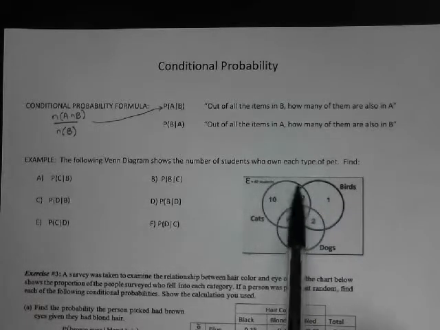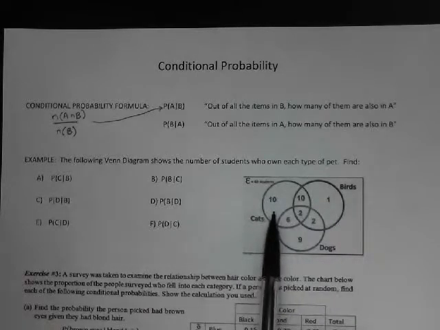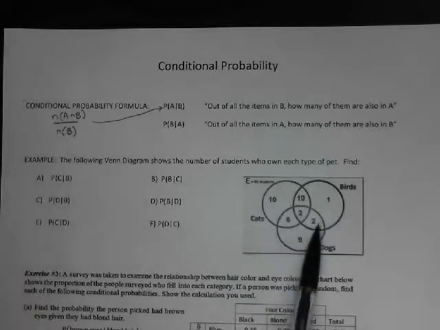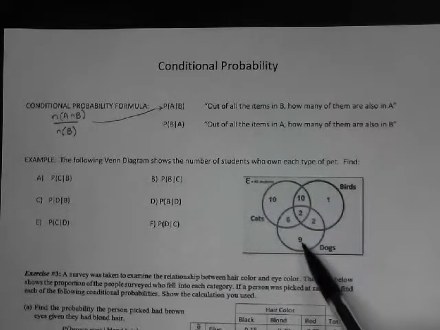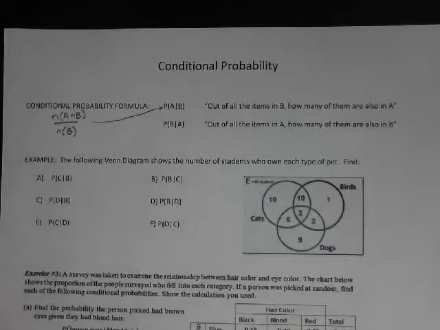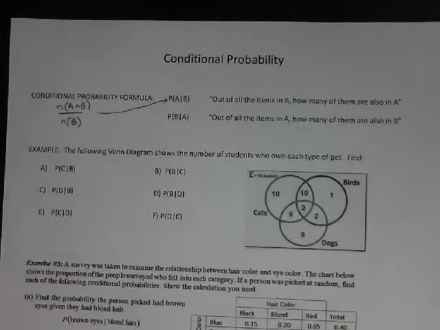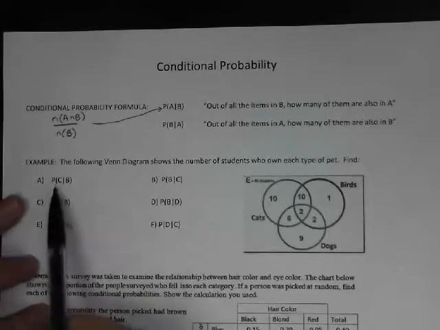These 10 here is just the overlap of the cat circle with the bird circle. And then down here is your cats with your dogs. And then these 2 are the birds and the dogs. And then this is dog only, cat only, bird only. So some conditional probabilities to look at here.